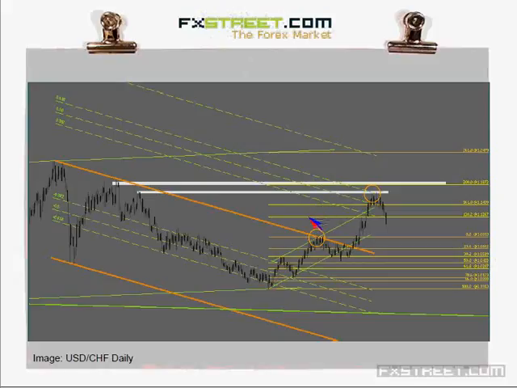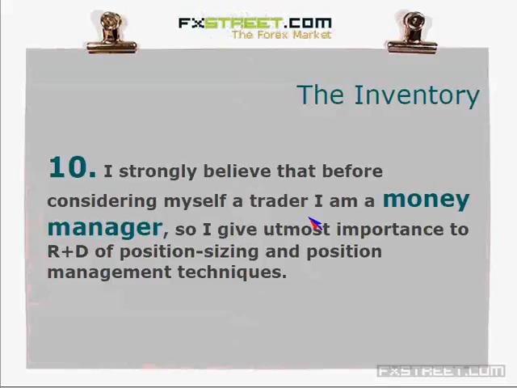So we understand confluence, technically speaking. Confluences are quite important, and you should dedicate some time to study them. So it may belong to the inventory of many of you, because it's really something very important. I strongly believe that before considering myself a trader, I am a money manager. So I give utmost importance to research and development of position sizing and position management techniques.